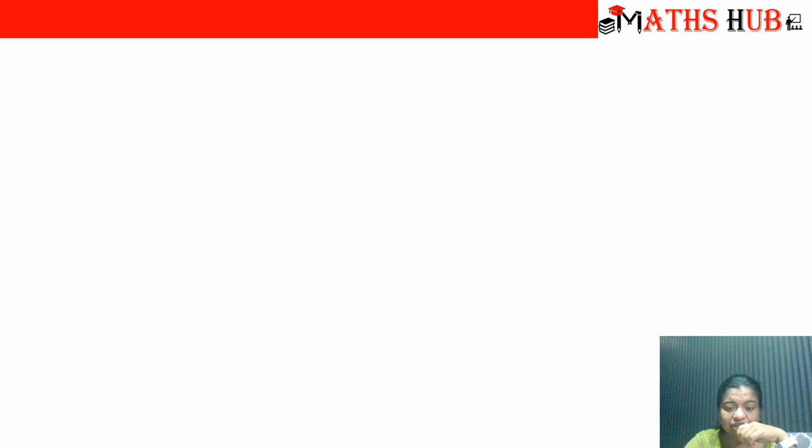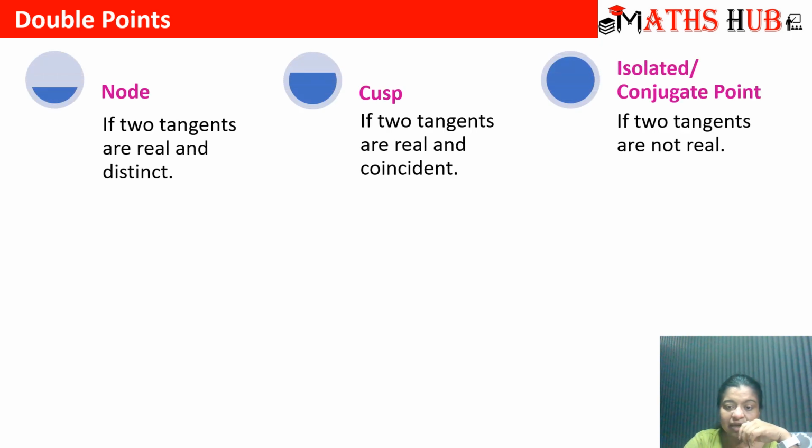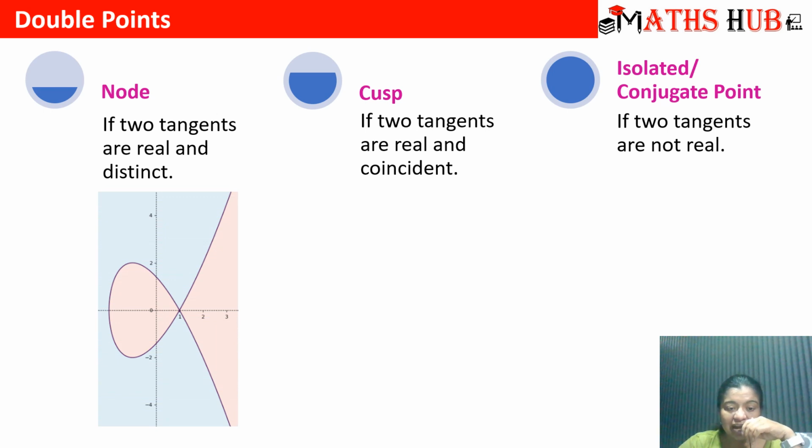Then there are 3 classifications of a double point. We have a node, a cusp, and an isolated or conjugate point. Now these node, cusp and conjugate points are defined according to the tangents. When we calculate tangents, if the tangents are real and distinct, then we say that it is a node. And the shape of the curve at a particular node is like this. Here you can see that x is equal to 1 is a node and there are two branches of the curve passing through it. So this is a double point and this type of double point is called a node, right? So this is one tangent and this is the second. Both the tangents are real and distinct.